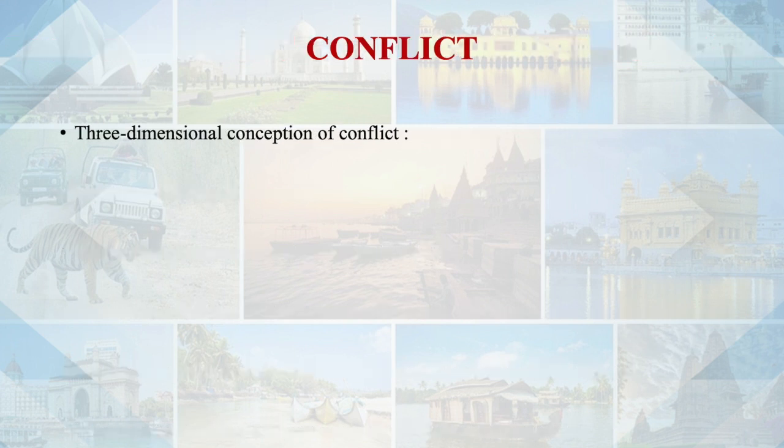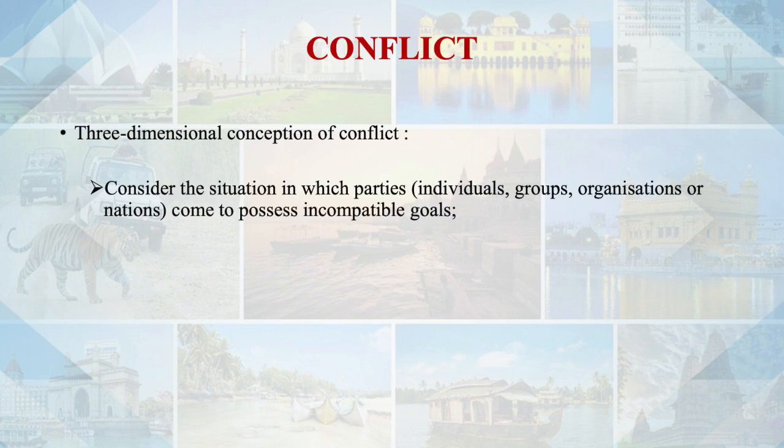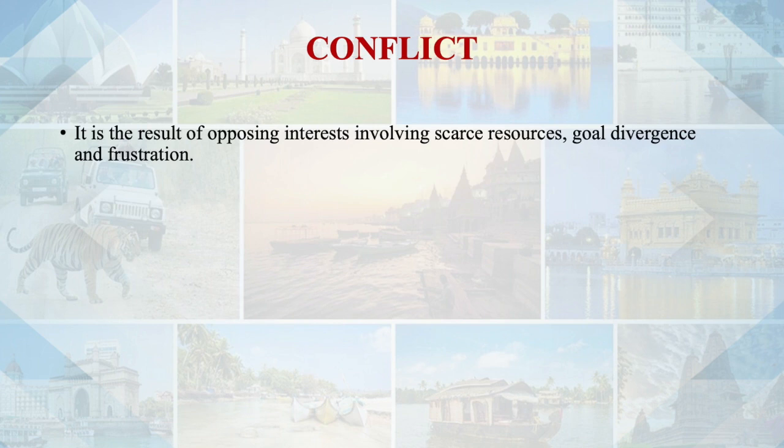What is conflict? There is a 3-dimensional conception of conflict which says that it is a situation in which parties like individuals, groups, organizations or nations come across incompatible goals, their structure of interaction and finally the nature of their goals. So conflict is the result of opposing interests involving scarce resources, goal divergence and frustration. Means 3 main factors, that is scarcity of resources, then divergence of goals and finally frustration.